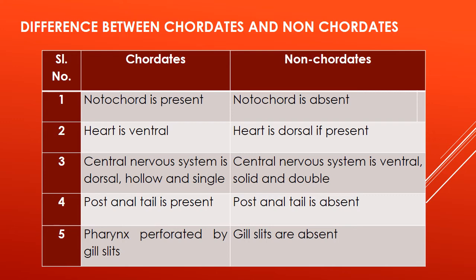Remember that. For example, in Annelida, if you bisect them you could see the two nerve cords, it is double. Next one, post-anal tail is present in chordates. In non-chordates it is absent. Pharynx perforated by gill slits in chordates. In non-chordates, pharynx is there, but gill slits are absent. That's it in non-chordates.